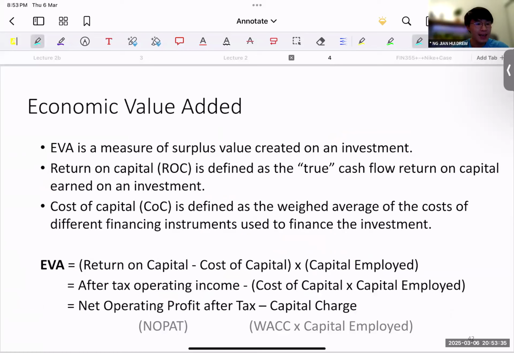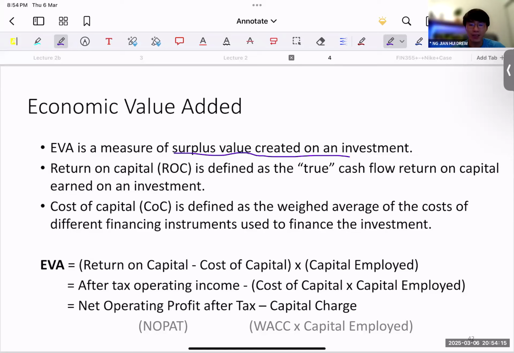Okay, so EVA, let's understand about EVA. EVA measures the surplus value created for the investments. Yeah, you're right, so with NOPAT, there are some things about tax. Before we go there, let's look at return on capital (ROC), which defines the true cash flow to capital earned on the investment. Cost of capital is your weighted average cost of capital. So your EVA can be given by return on capital minus cost of capital.